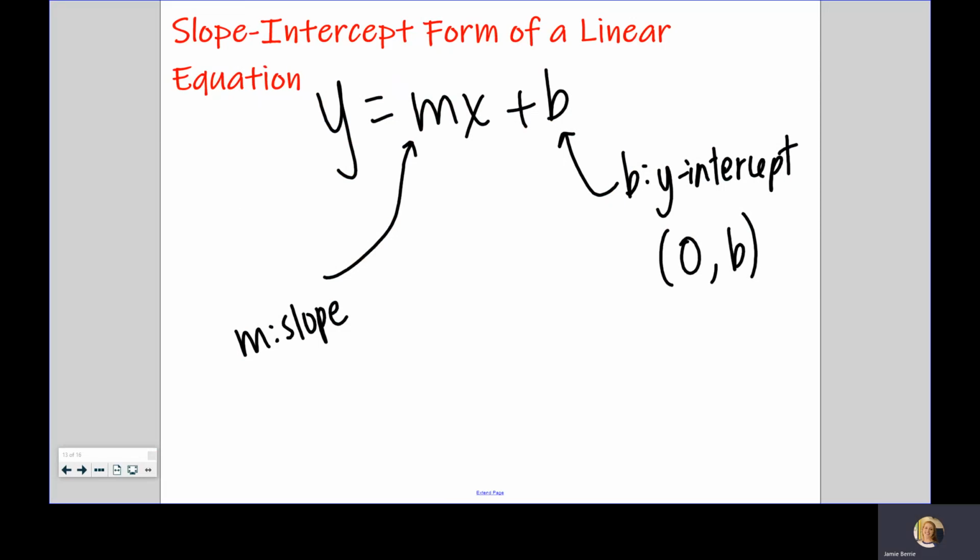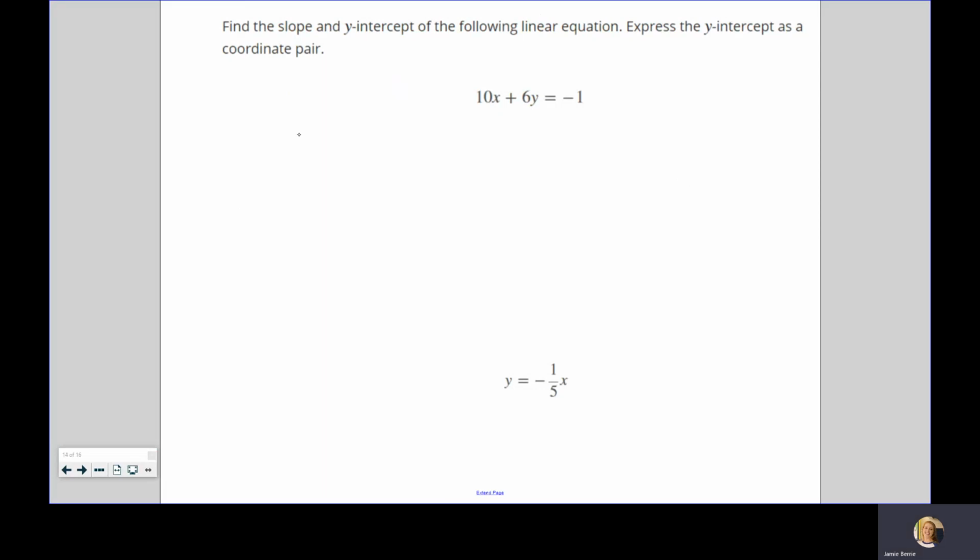All right, so let's do an example. This will be number 1. We'll do part A and part B. So it says, find the slope and the y-intercept of the following linear equations. Express the y-intercept as a coordinate pair. All right, so to figure out what the slope and the y-intercept is, the easiest way to do that is to put it in slope-intercept form, which is y equals mx plus b. So y needs to be by itself. So that's what we're going to do here in this first one. We're going to get y by itself.